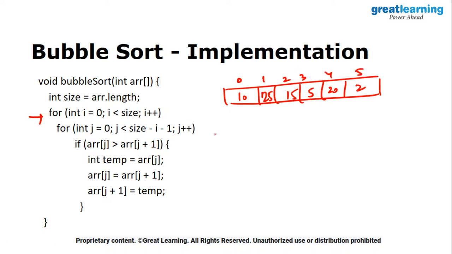Now our i iterator is on 0, and j is also pointing to 0. Now what are we doing? We are checking if A of j is greater than A of j plus 1. So j is pointing to this. Is this greater than this? No, it is not greater than this. So we will not execute this, because we only swap if it is greater.